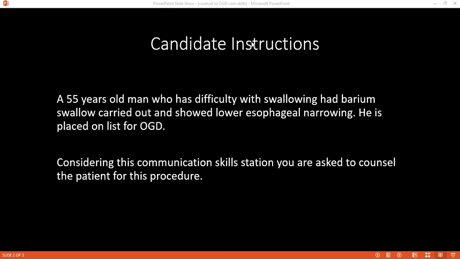At the end, you say, if you understand, then you can sign the consent paper. Now you have to sign the legal document, the consent for it. Thank you for it.